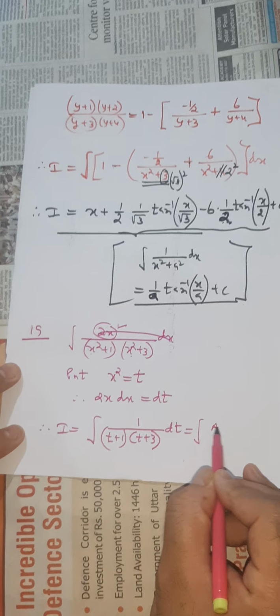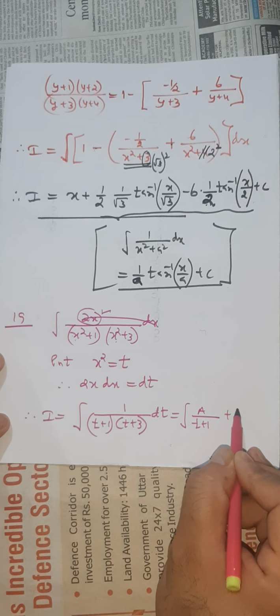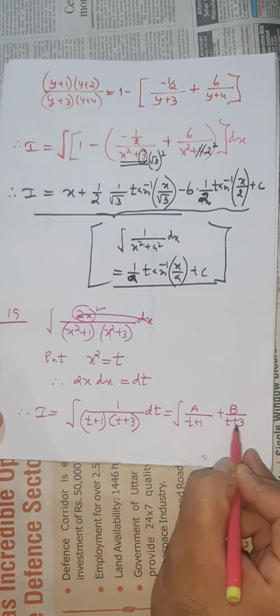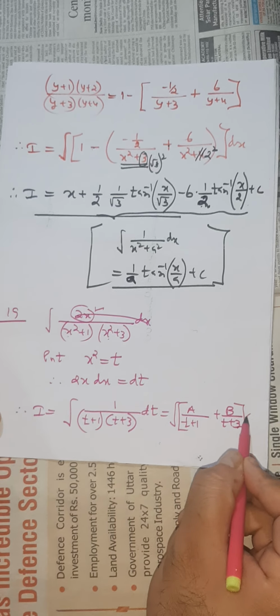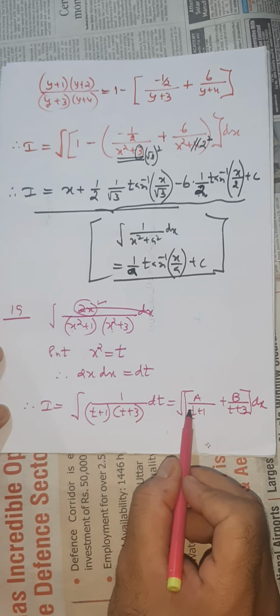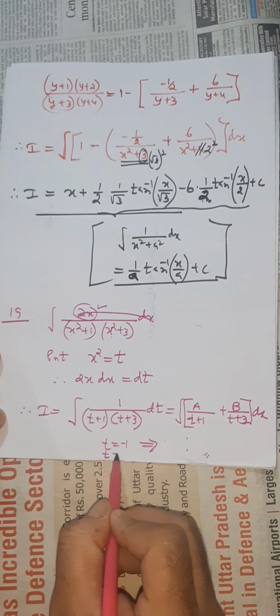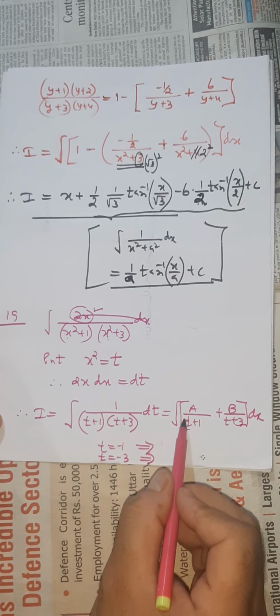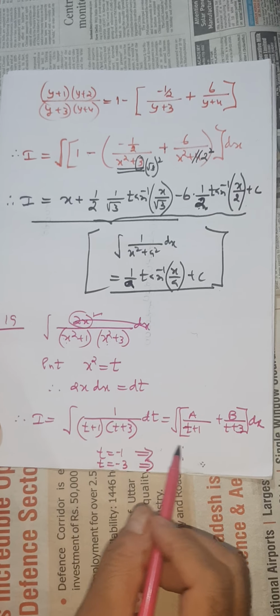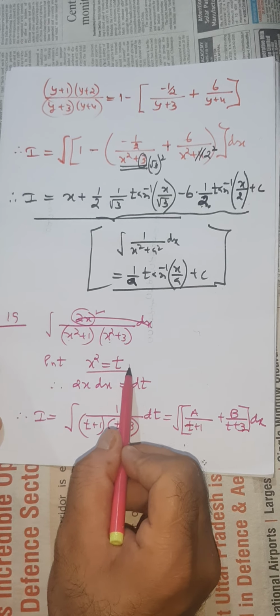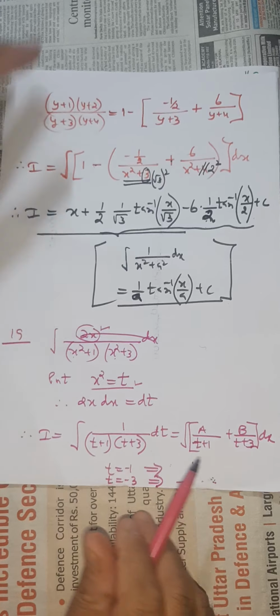So you have a upon t plus 1 plus b upon t plus 3, and continue as we did. One time you are going to take t equals to minus 1. Second time you are going to take t equals to minus 3. And your final answer should be, after the integration, place the value of t, which is x squared, and simplify.